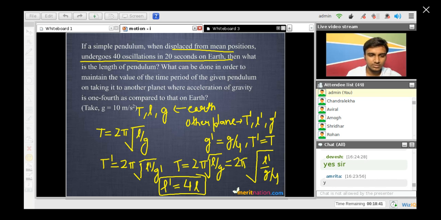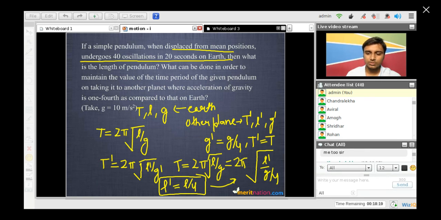This is the answer. So L dash is equal to L upon 4. I'm sorry. L dash should be equal to L upon 4. You can find it from this formula. Is it clear to every one of you?